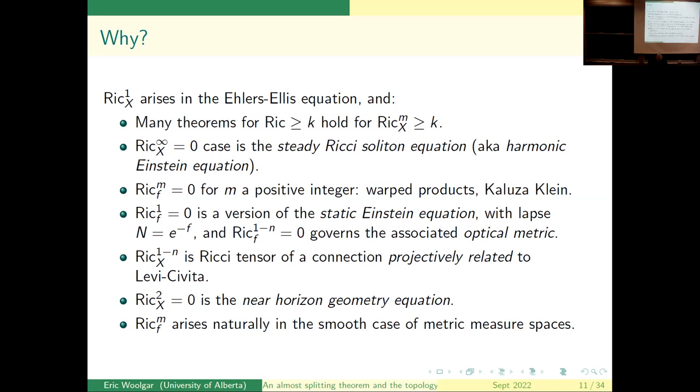Let's see, anything that I really should tell you about this as we go down the list? I think that's almost everything. The only other thing that I'd like to mention is that if m is 2, this also shows up in physics. It's called the near horizon geometry equation. And there's a conference here in 2 weeks, and I'm supposed to speak then. I'm going to speak about that equation when the conference comes up.